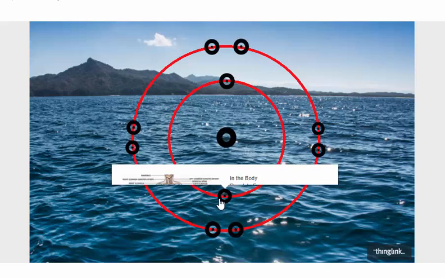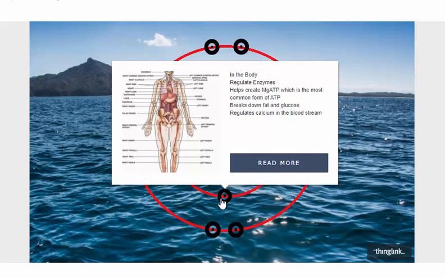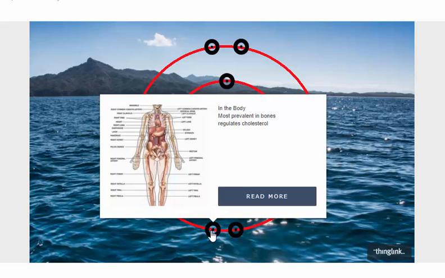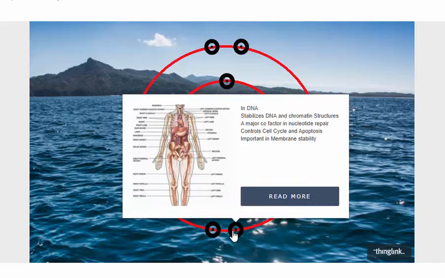Alright, so some requirements that the body needs it for is that it regulates enzymes, it helps create Mg-ATP, which is the most common form of ATP, it breaks down fat and glucose, and it regulates calcium in the bloodstream. It's most prevalent in bones, and it can regulate cholesterol. In DNA, it stabilizes DNA and chromatin structures. It's a major cofactor in nucleotide repair, and it controls cell cycle and apoptosis, and it's important in membrane stability.